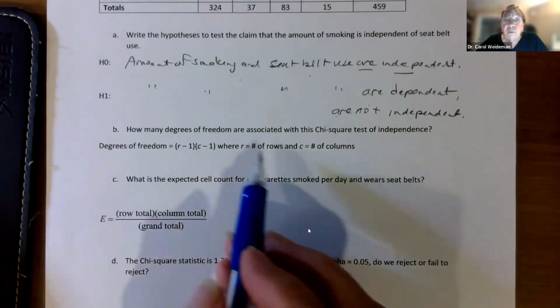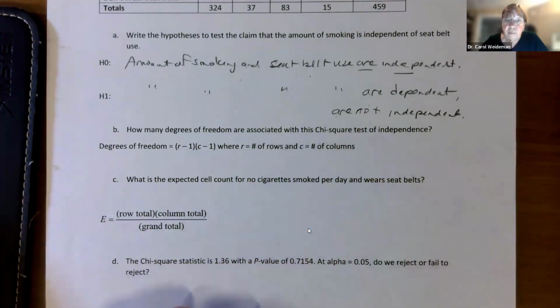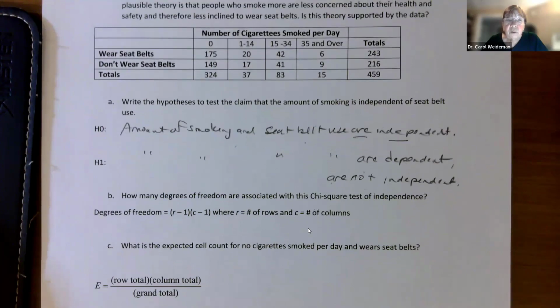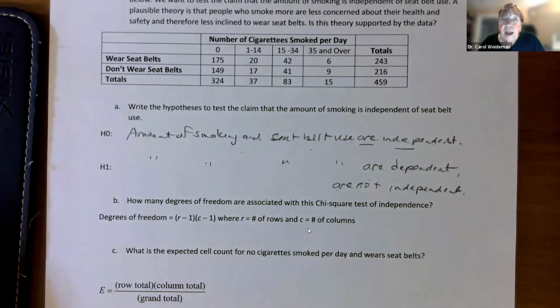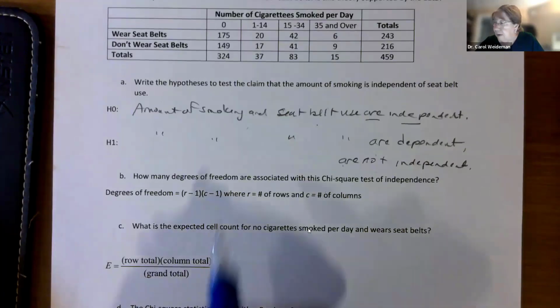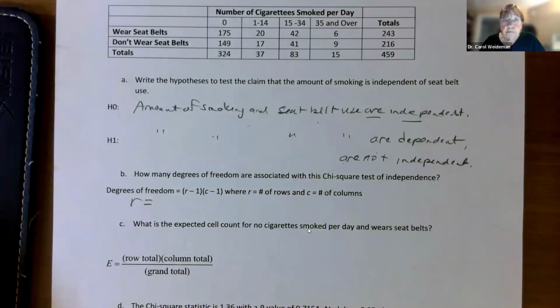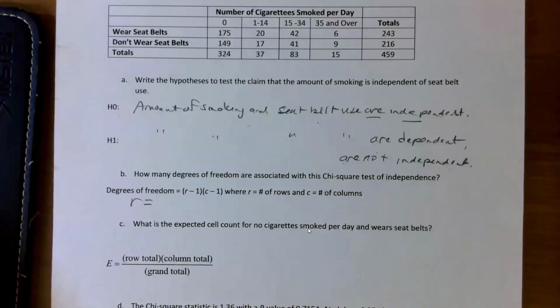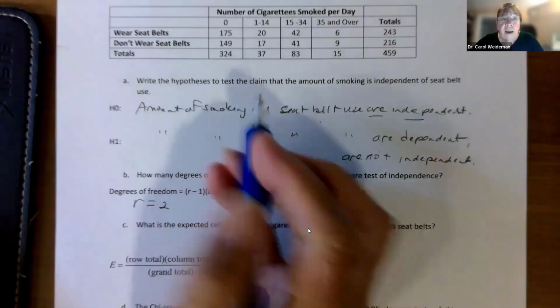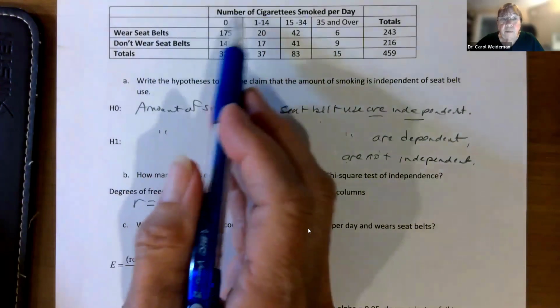Okay, how many degrees of freedom are associated with this chi-square test of independence? So the first thing you want to do is look at the table. How many rows are in that table? I don't count the label rows and I don't count the totals. How many rows do I have in that table? 2. Yep, thank you, 2. But you don't count this total row and you don't count the rows up here with the labels on them.